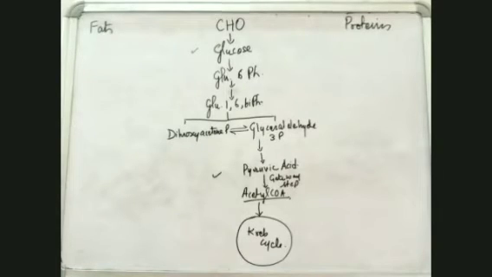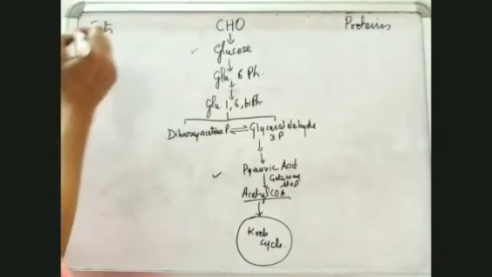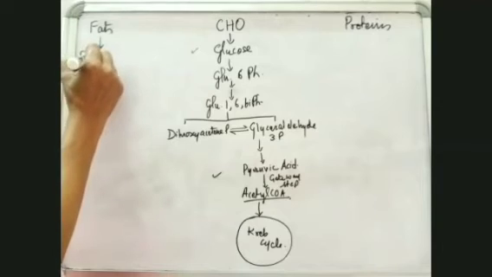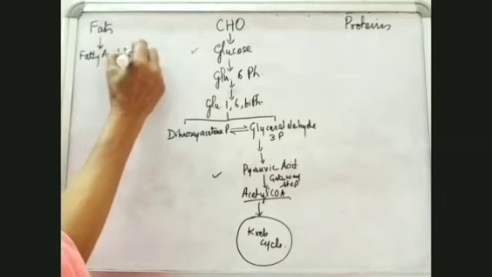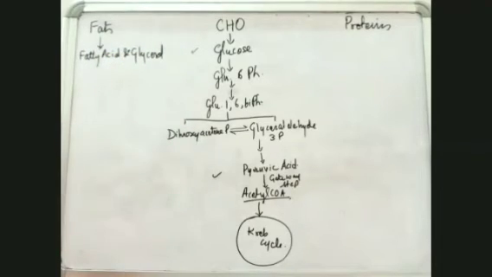Now, what happens? The second biomolecule which provides us energy after carbohydrates is our fats. Now, what happened to fats? Fats, first of all, during respiration, break down to form fatty acids and glycerol. So first of all, the breakdown of fats into fatty acids and glycerol takes place.